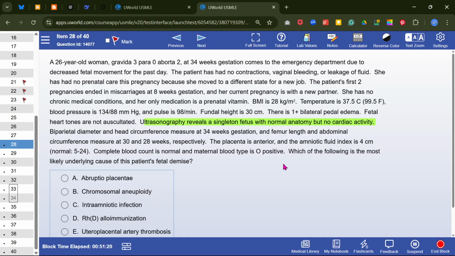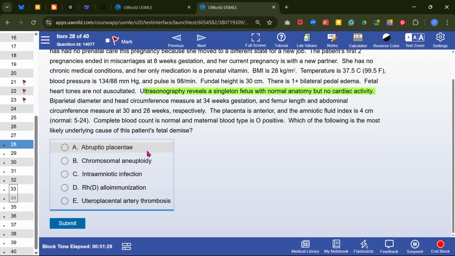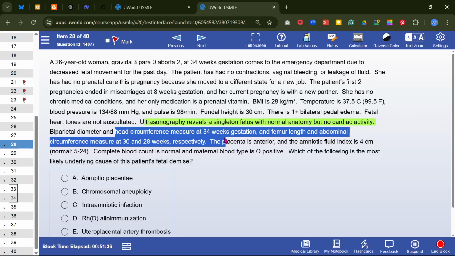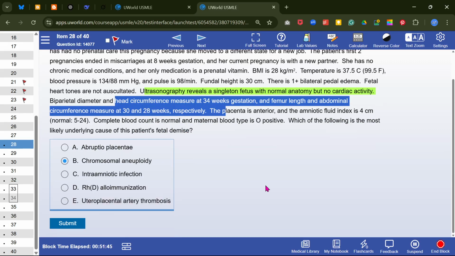There is no fetal cardiac activity, so the baby has died. Intrauterine fetal demise, isn't it? Is it symmetric or asymmetric? Because head circumference, yes, biparietal. So it is first trimester, chromosomal abnormality. Okay, sorry.